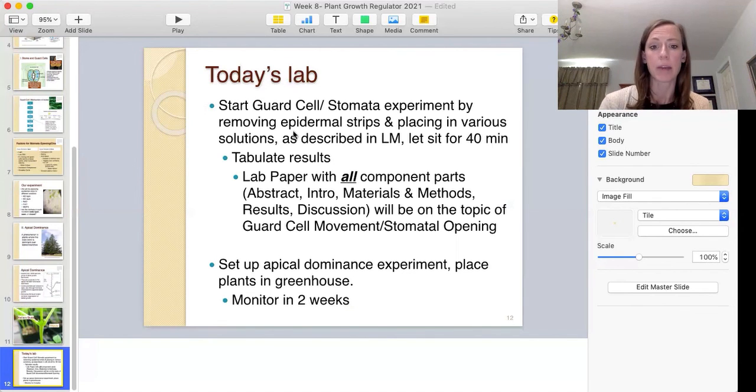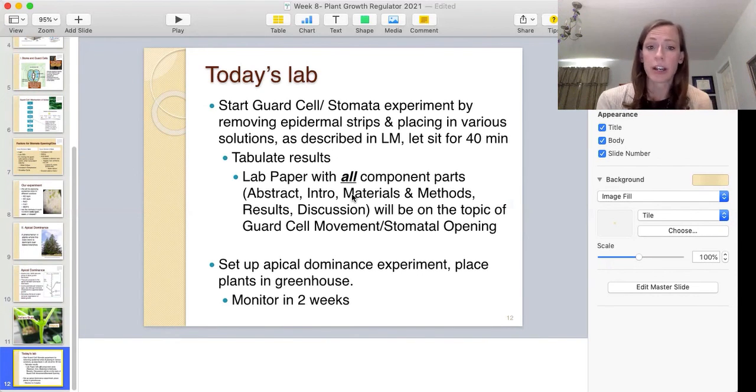In the downtime, you're going to set up your apical dominance experiment. So you're going to use plants that we will place in the greenhouse after you have cut the apical stem off and measured the axillary buds. Okay, we'll check that in 2 weeks.